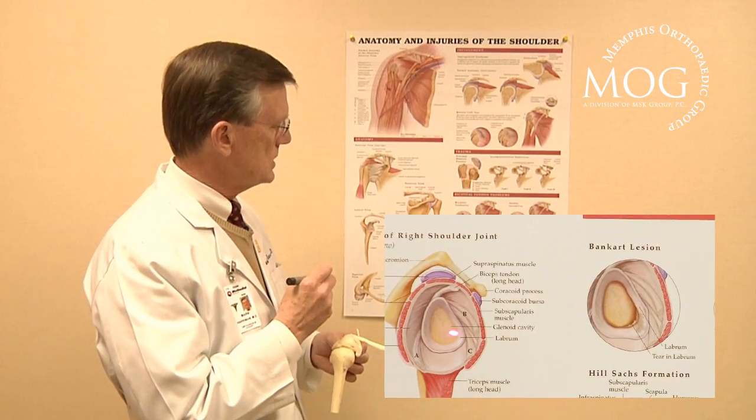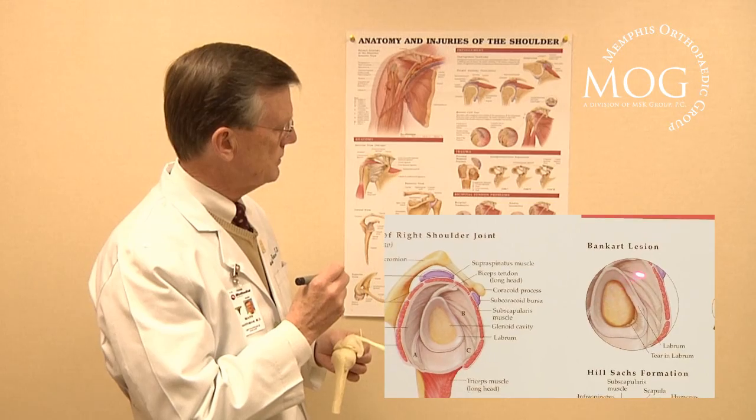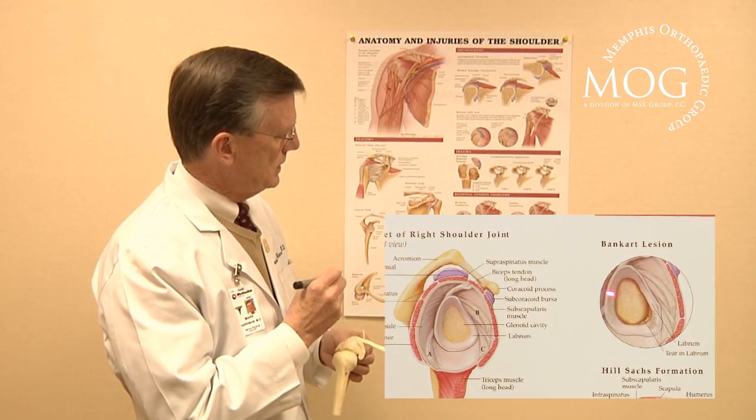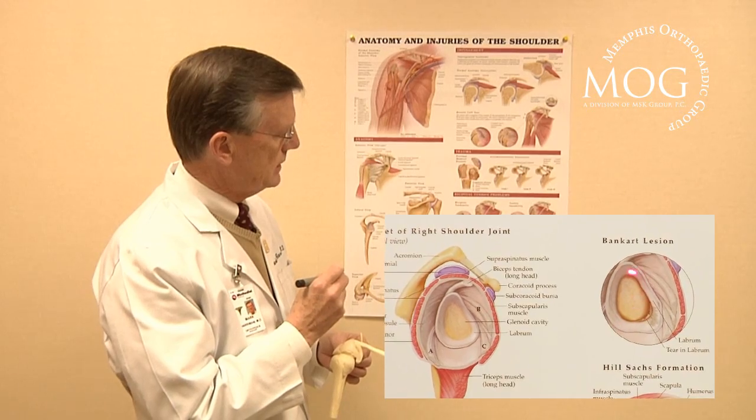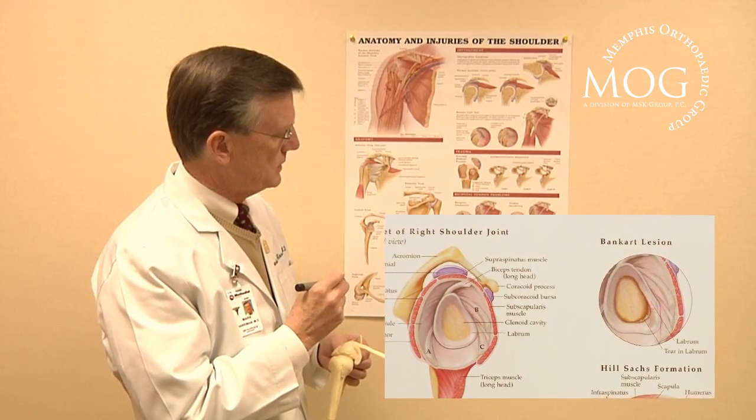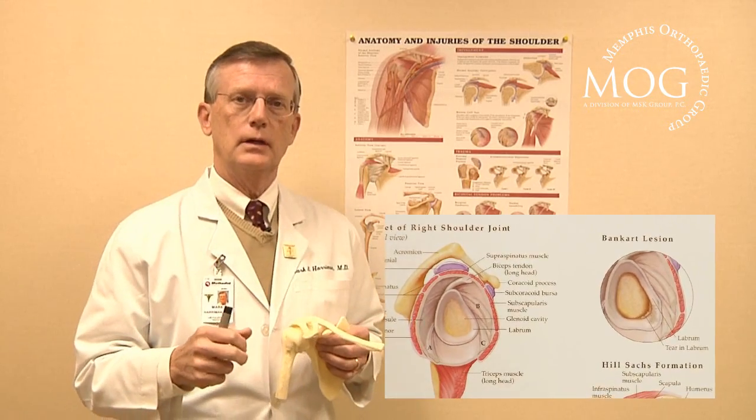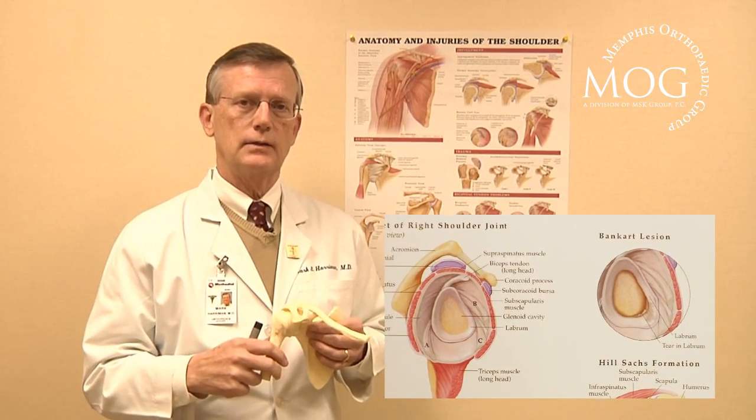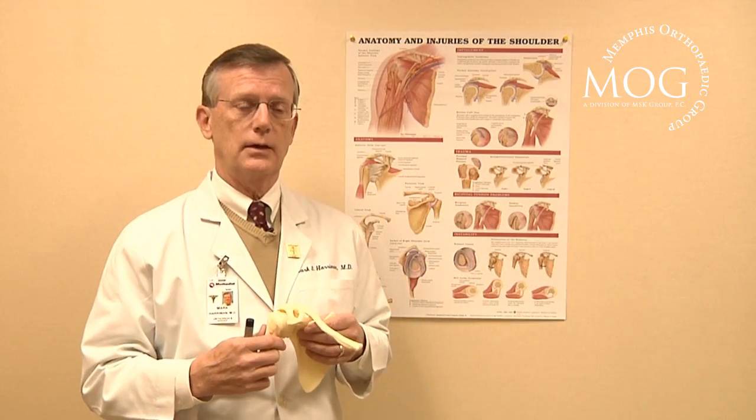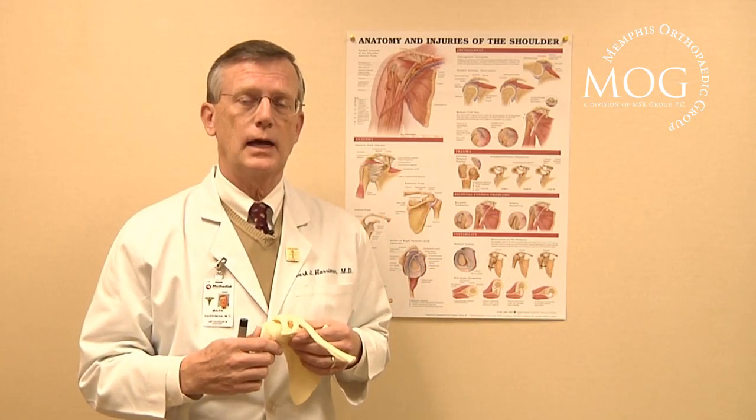So what happens with a dislocation? We'll move over to this one over here, and that one is called a Bankart lesion. And now we see a little bit larger picture of the socket and the labrum, and down here is where the labrum has been separated from the glenoid, or the shoulder socket. And that's what happens when we dislocate our shoulder in many instances. Now, there are some instances where that doesn't happen.